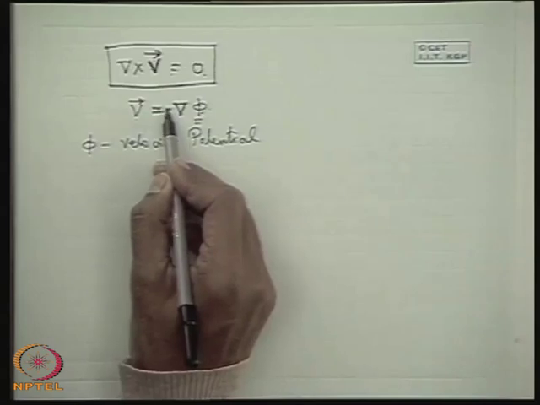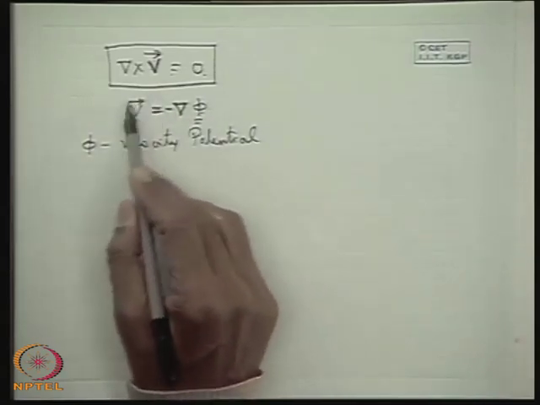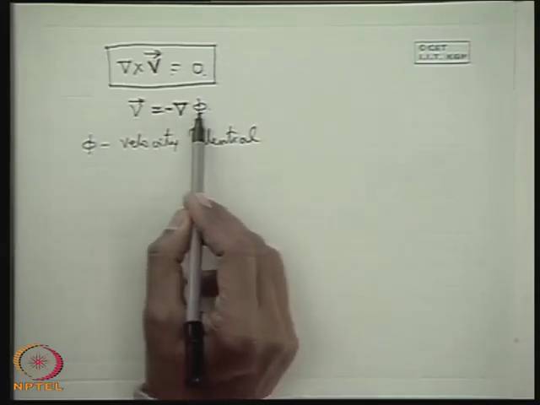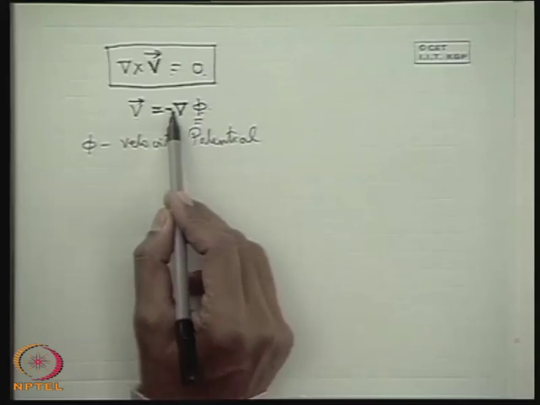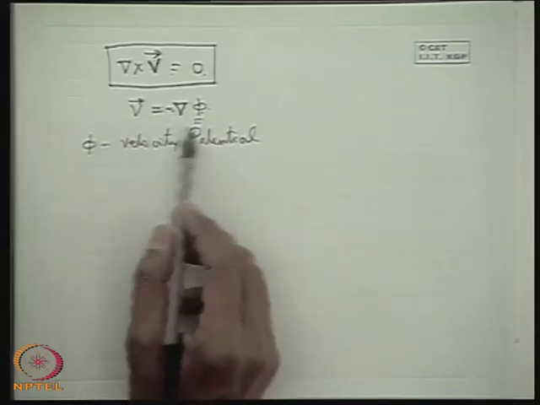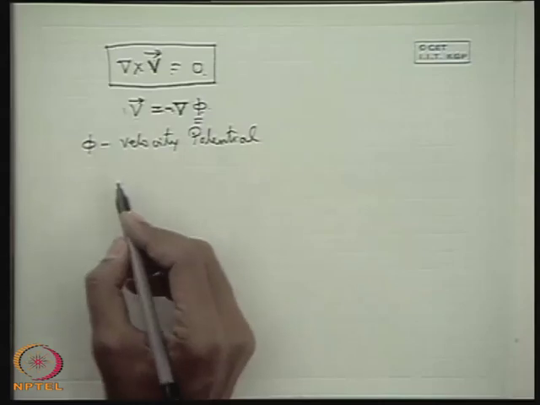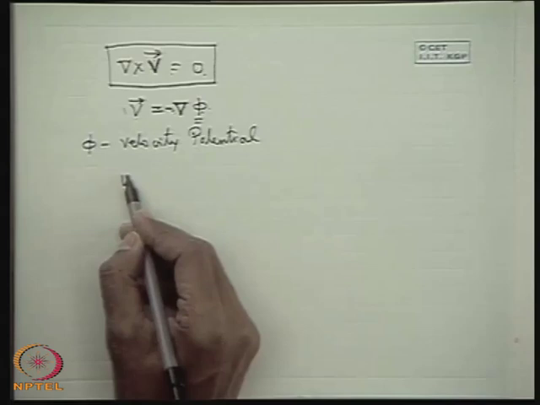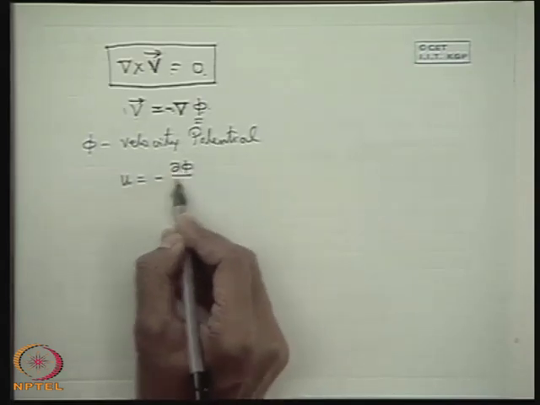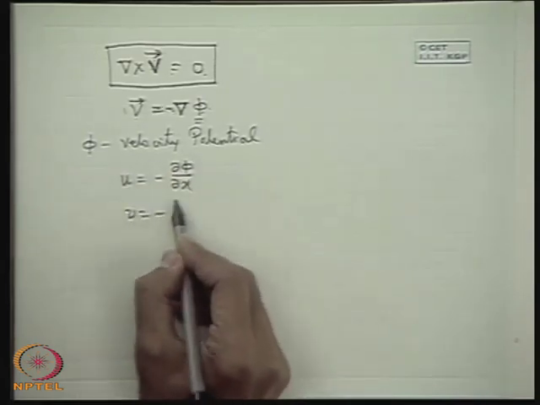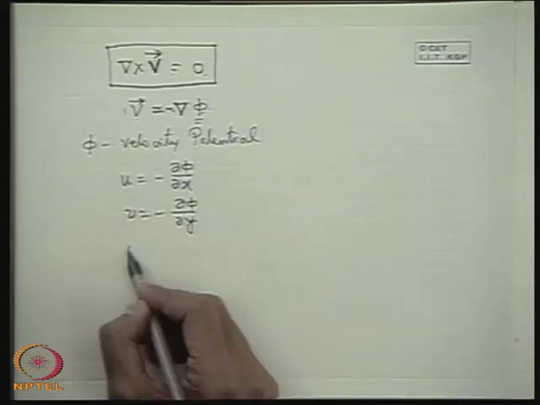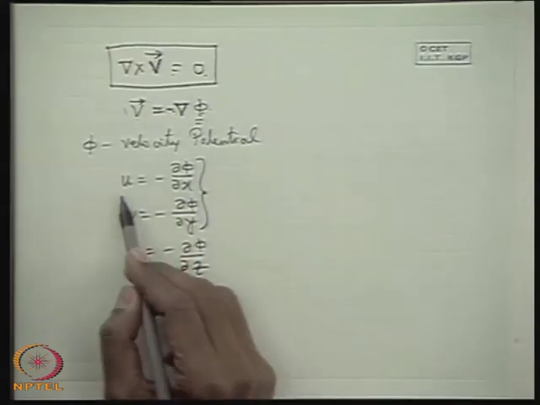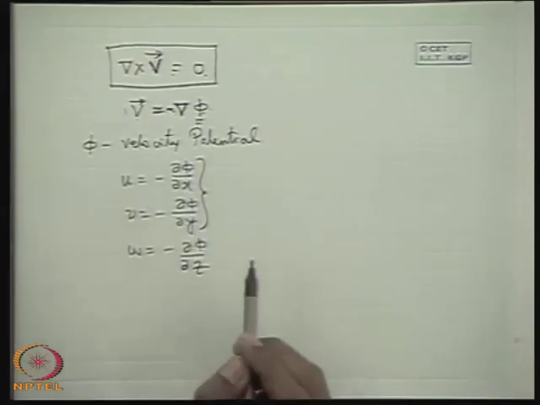Now a negative sign is deliberately used to make this similar to all phenomenological equations, where any flux is proportional to the negative gradient of the potential function. So therefore a negative sign is implied. If you expand this for three-dimensional cases with respect to a Cartesian coordinate system, we can write u is equal to minus del phi del x, v is equal to minus del phi del y, and w is equal to minus del phi del z. For a two-dimensional case, we deal with these two: u is equal to minus del phi del x, v is equal to minus del phi del y.